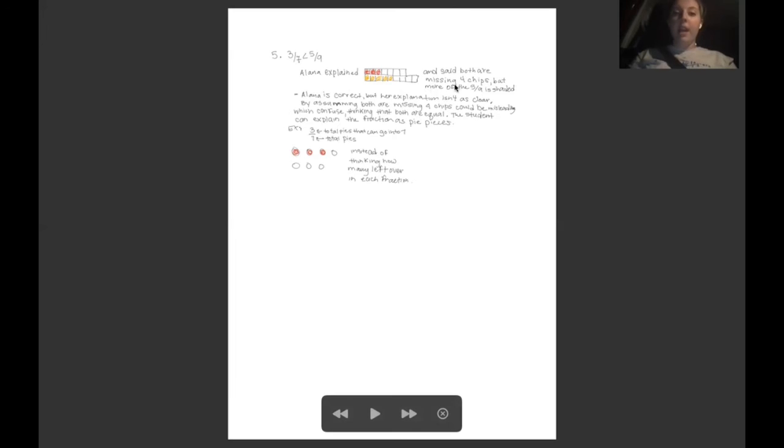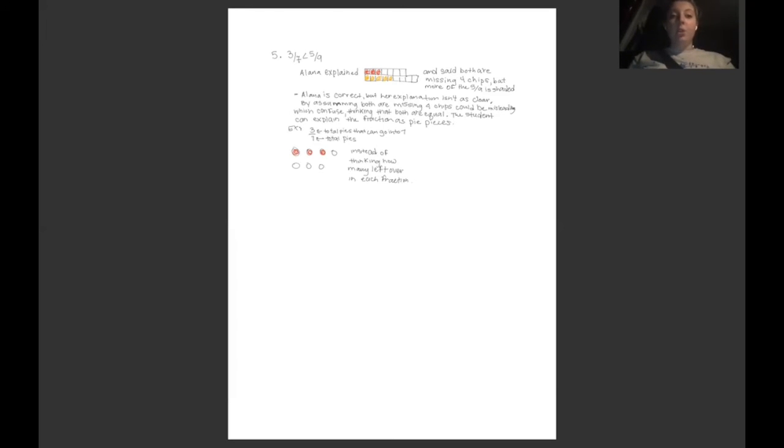And I wrote here on the right and said both are missing 4 chips, but more of the 5/9 is shaded. And I wrote here down at the bottom, Alana is correct, but her explanation isn't as clear. By assuming both are missing 4 chips could be misleading, which confuses thinking that both are equal. The student can explain the fractions as pie pieces. So I wrote down at the bottom the 3/7.